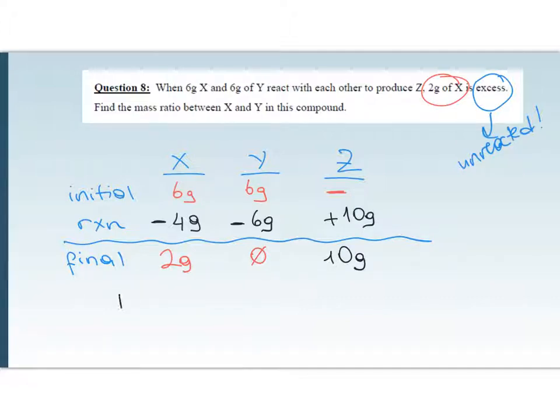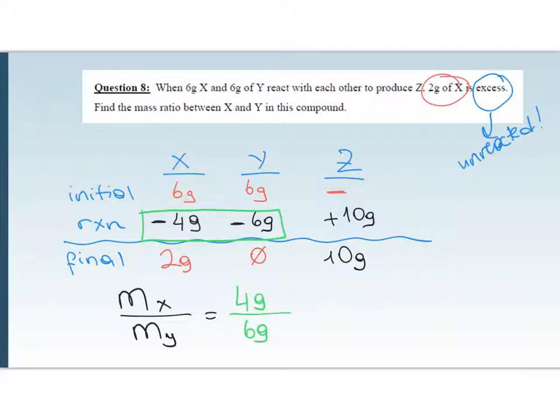So if the mass ratio between X and Y is asked, you're going to look at that part only. Not the initial ones, not the final ones, but the used ones. 4 grams of X is used for every 6 grams of Y, so the ratio becomes 2/3.